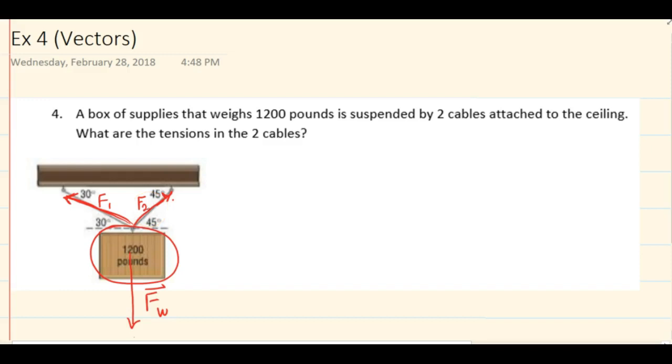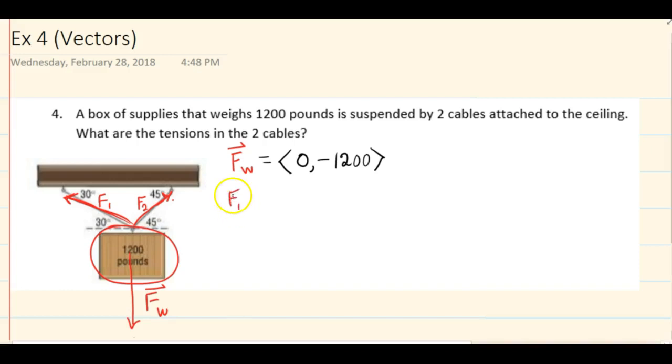What we can do now is actually write each of these 3 forces in terms of horizontal and vertical components. So let's start off with the force due to weight. For the force due to weight, we can see that there is no left and right component, so that's going to be 0. And the vertical component is going straight down, so that's going to be a negative 1,200. So that is the force due to weight. So now we need to go find F1 and F2.